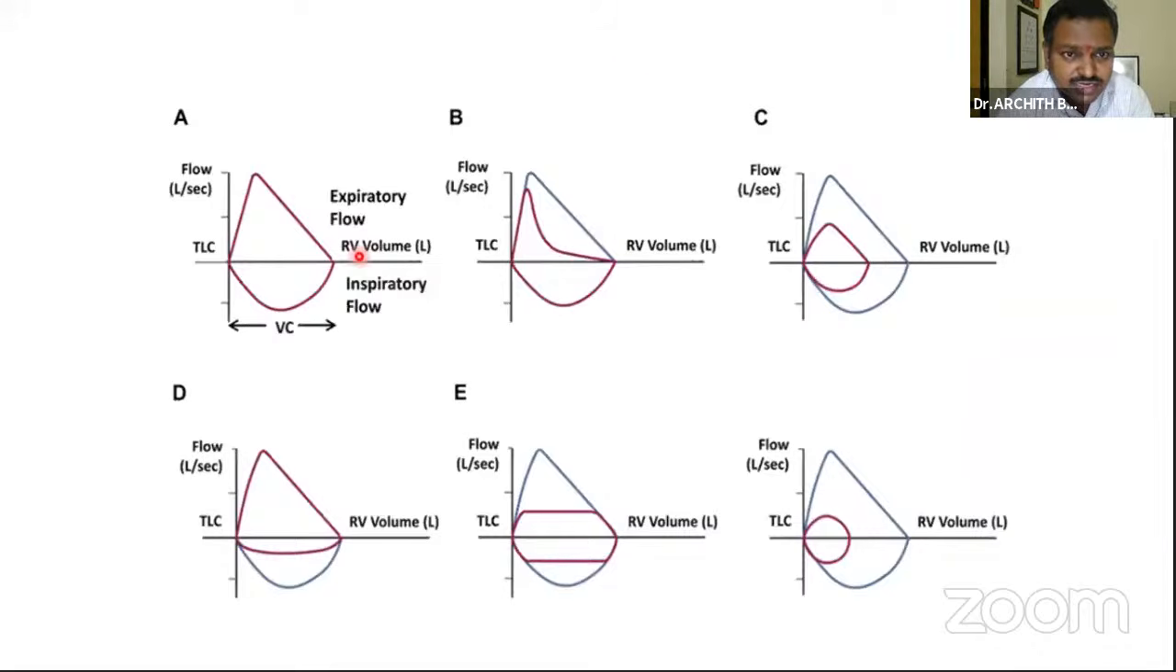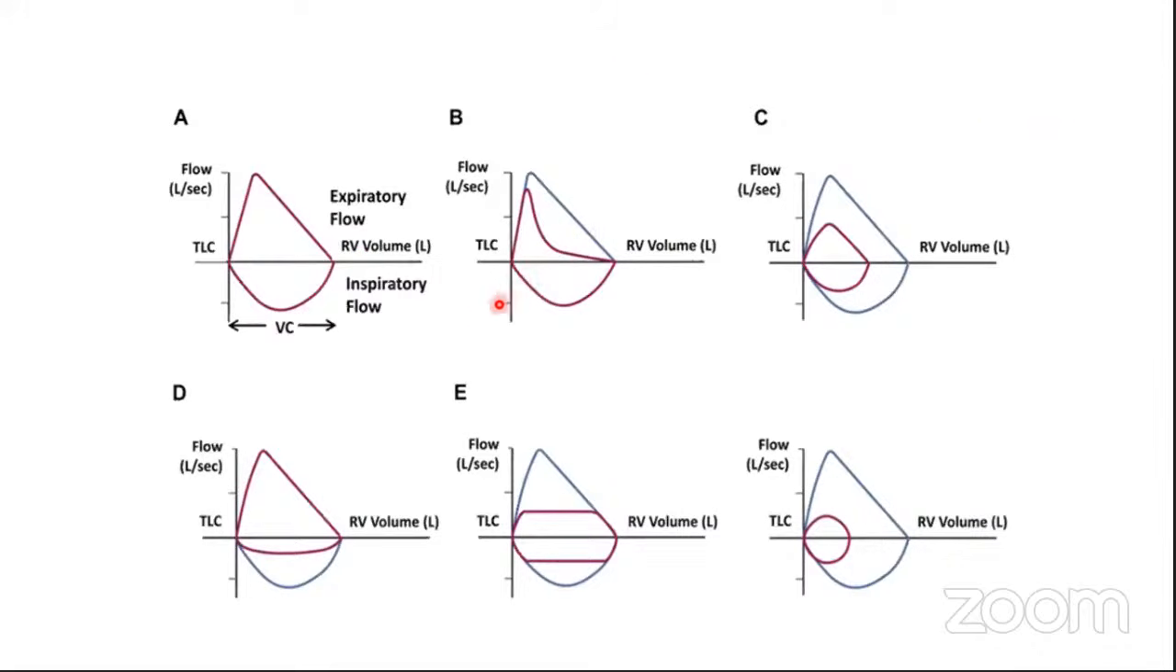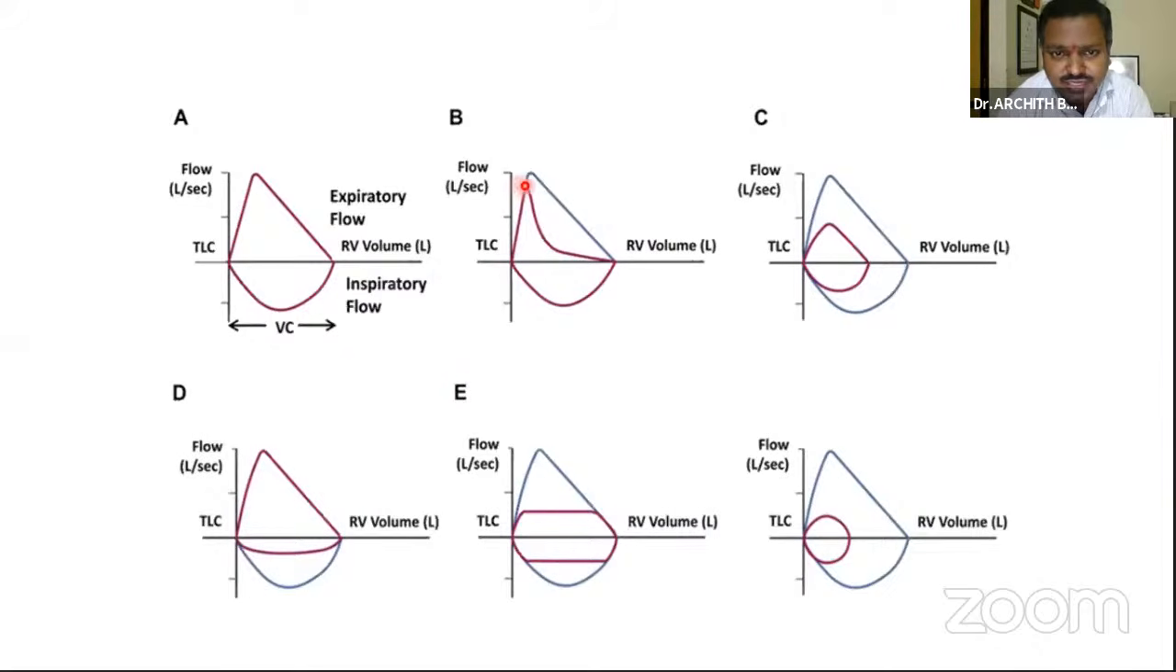So what is the second one showing? Obstructive. The second one is the classical obstructive pattern. There is a scooping of the expiration that is happening. You can see it nicely scoop down. It never reaches, and it is very, very slow. So that is the characteristic pattern of an obstructive airway disease.